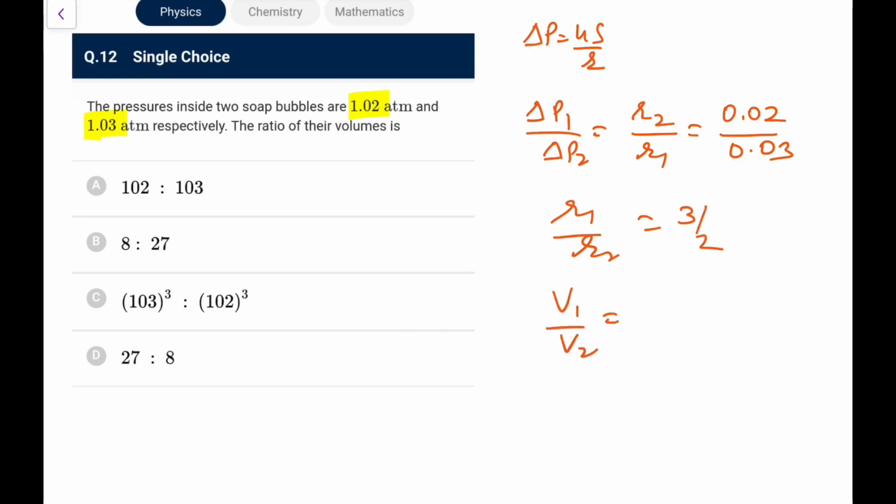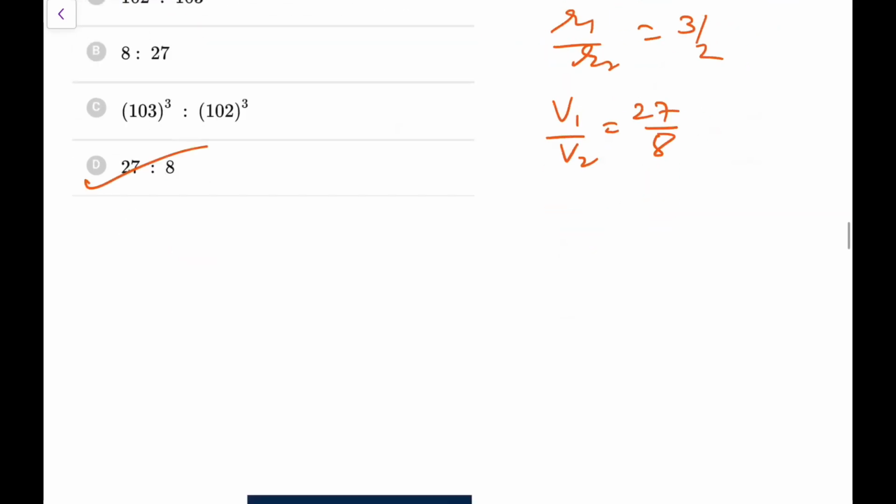And now the volume, V1 is to V2, is R cube. So that is 27 by 8. So no issues in this. You can directly go for option D.